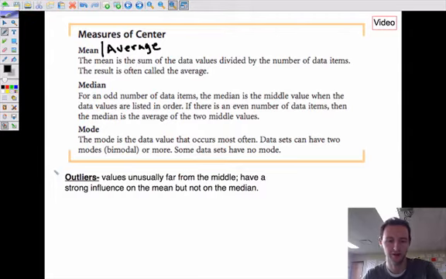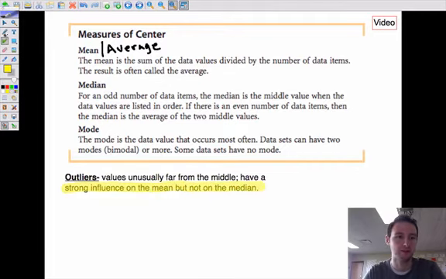Outliers we've talked about with our scatter plots a little bit, but outliers are values that just don't fit. Like it says, they're unusually far from the middle. They have a really strong influence when you're finding the mean, and they can greatly affect the mean. If you have one outlier that's just way out there, it's really going to change the mean, but it does not have any effect on the median. So if I'm looking to highlight part of this, this is probably the most important thing for me: it has a strong influence on the mean, but not the median. Okay, so go ahead and pause the video and take down some definitions there.